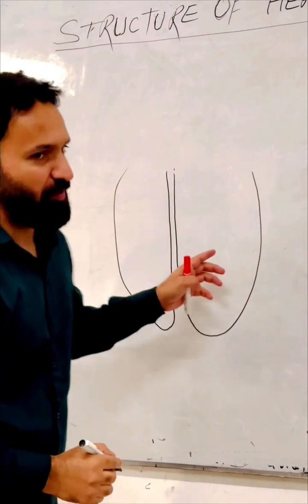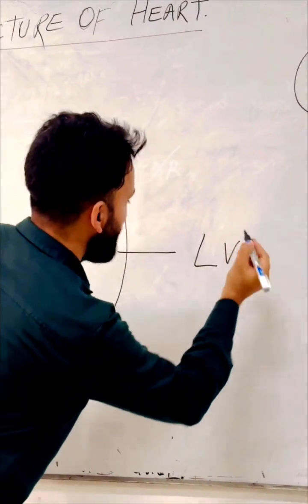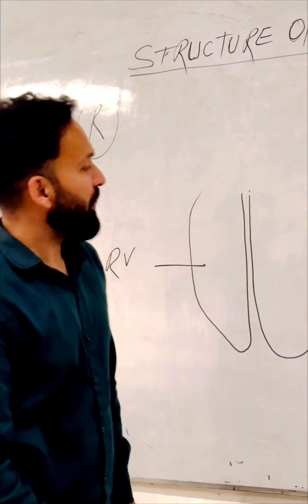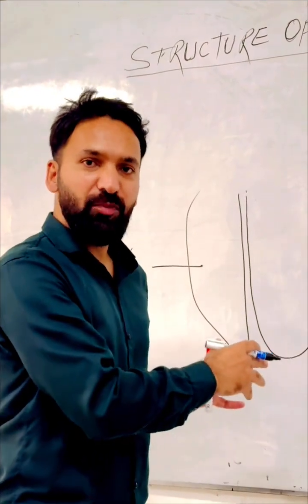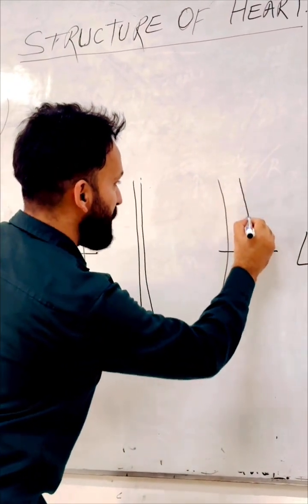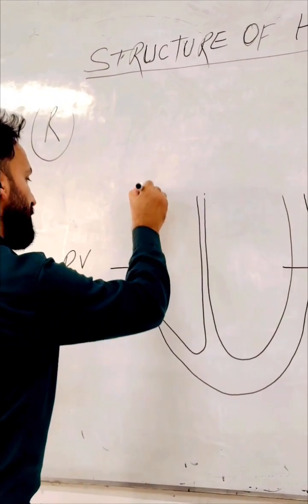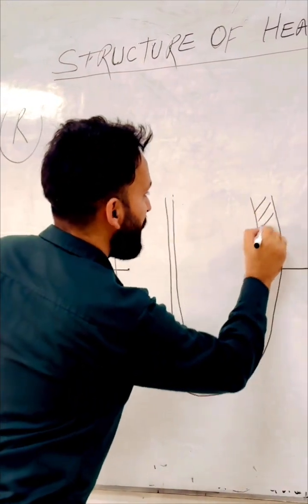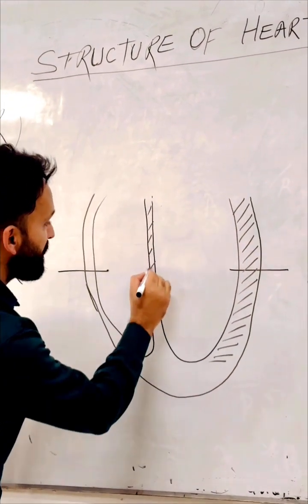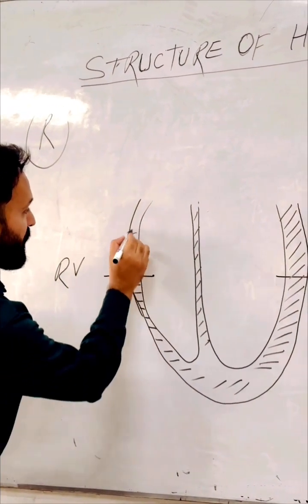So this is the ventricle. This is the left ventricle, and this is the right ventricle, right? We also know that the ventricle has a thick muscular wall, and the left ventricle has a thicker muscular wall as compared to the right ventricle. So I'll try to draw the muscular wall. This is the muscular wall, right? And on the left side, the ventricle has a thicker muscular wall.